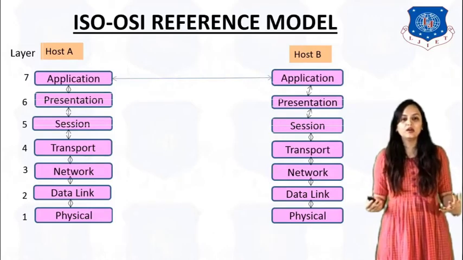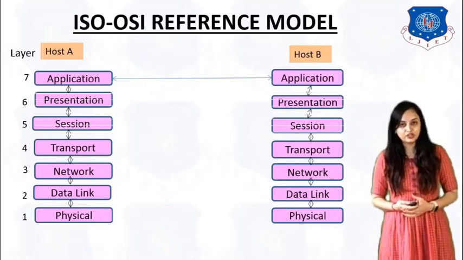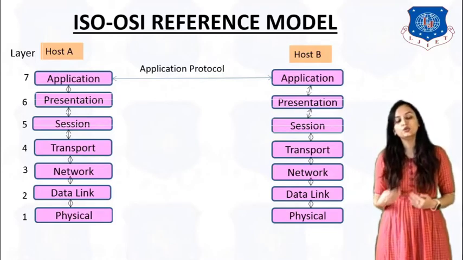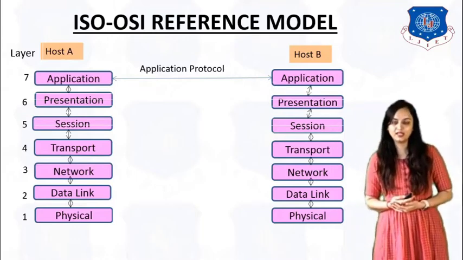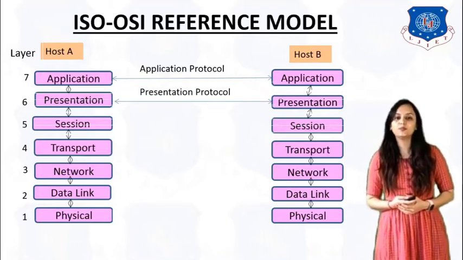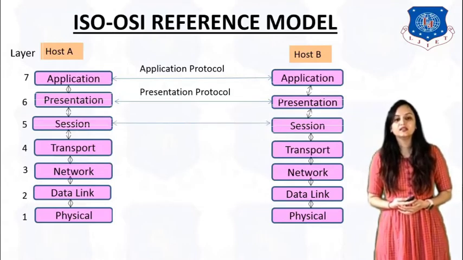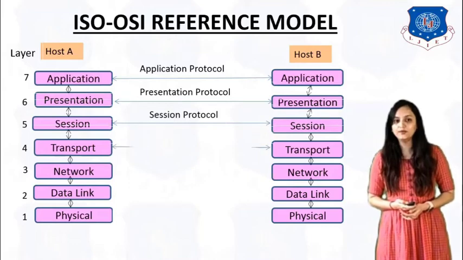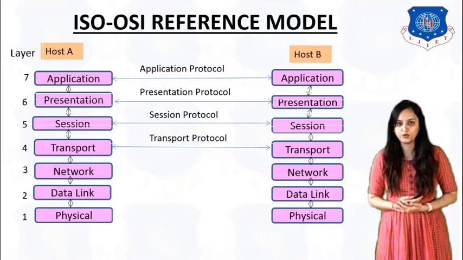Now, if they want to communicate, the first protocol, between the application layers, is referred to as the application protocol. Protocols are the rules through which data transfer can take place. Then between the presentation layers, there is a presentation protocol using which the data transfer takes place. Between the session layers of these two hosts, there is a session protocol, and between the transport layers, the protocol is referred to as the transport protocol.